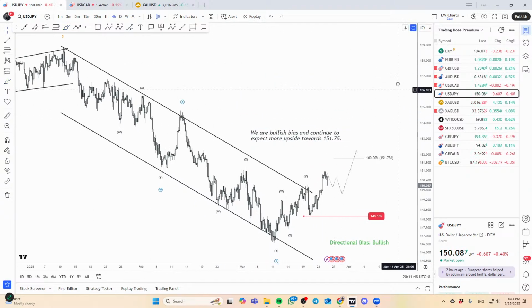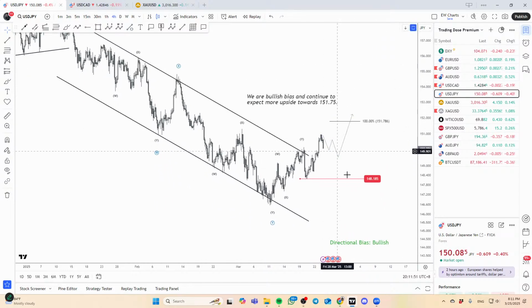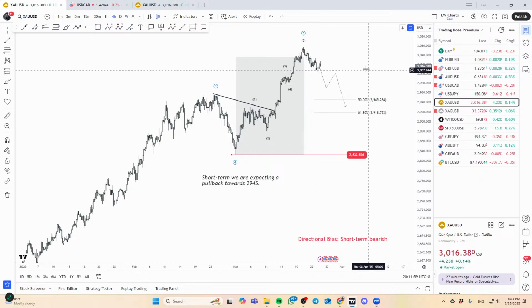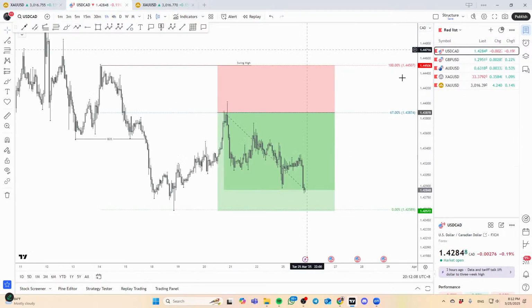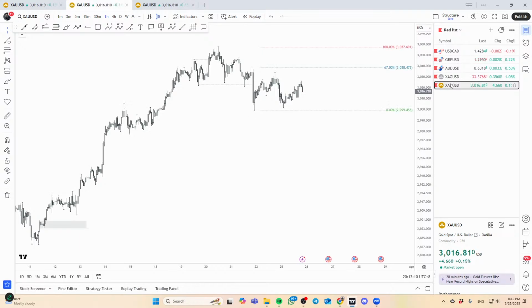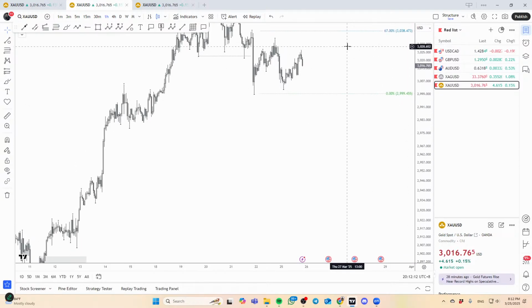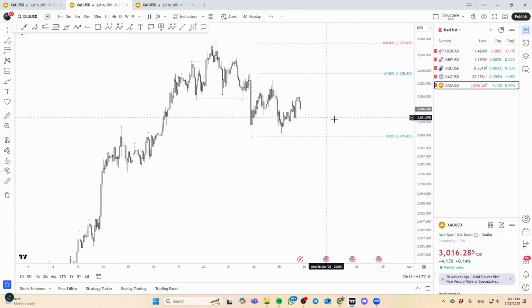That's on the dollar yen. May have something set up, but of course we just need to make sure that this pullback is corrective. Okay. Gold, gonna continue to expect the pullback. The only thing here is I think the shorter term time frame, if I bring it to the hourly, I'm not very confident in the setup. Okay.